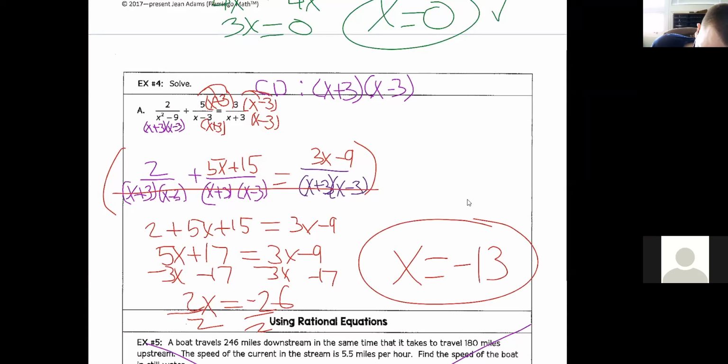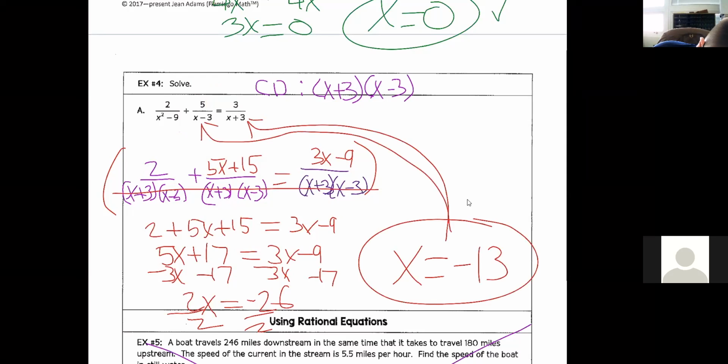And like I said, you just want to make sure this isn't extraneous. Sorry, I know I'm erasing some stuff. You just want to double check: if I plug this into any of my denominators, does it cause any issues? But you'll see, if you plug negative 13 into all those bottoms, you're going to get a number. You're not going to get 0.